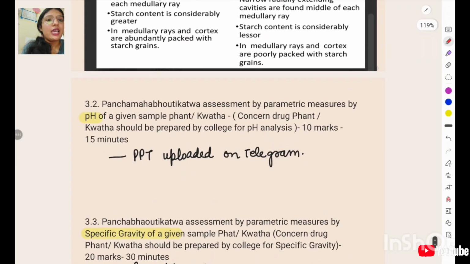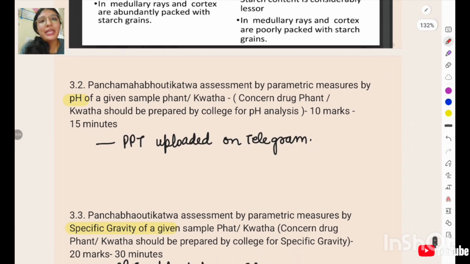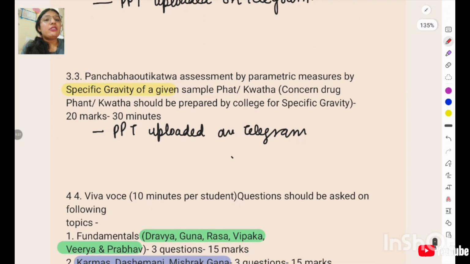So this you study. And 3.2 is we have to do the pH of a given plant sample or kwatha. It is of 10 marks. There will be sub questions and you have to perform the pH according to the standardized procedure, and I have shared one of the best PPTs for this pH on Telegram. You just check from there. The 3.3 subheading is we have to do the specific gravity. Specific gravity is for 20 marks, pH for 10 marks, and for this I have already shared one of the PPTs. You can watch from there, and in that PPT I have included all the important points and sub questions, like what is the procedure, what apparatus is used, all those questions.